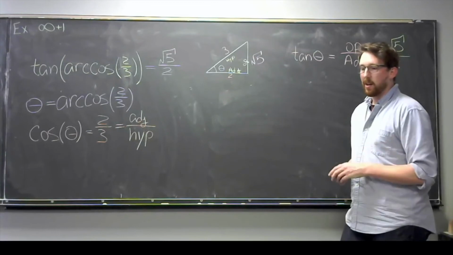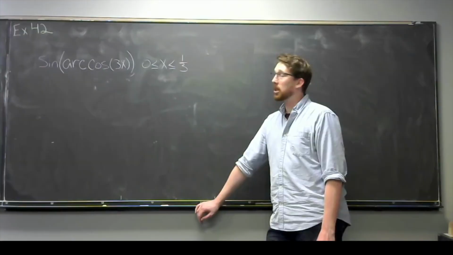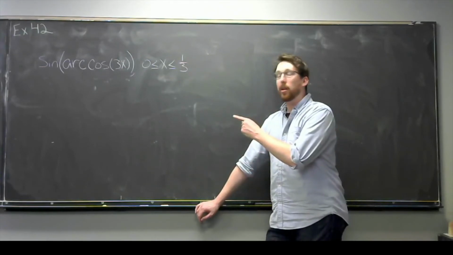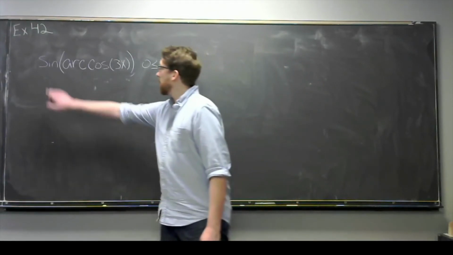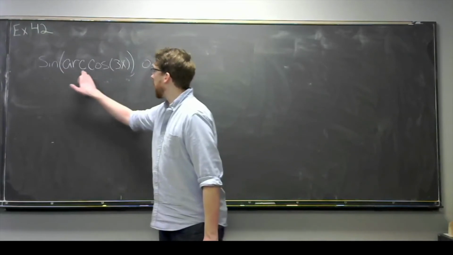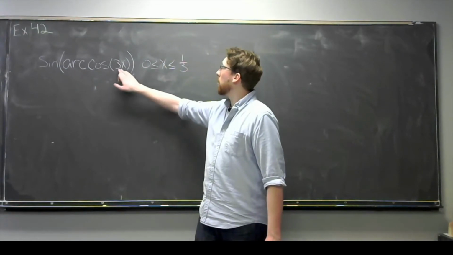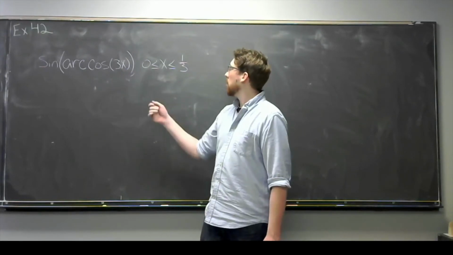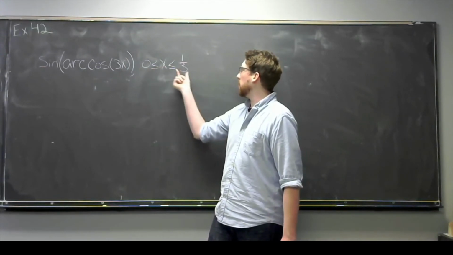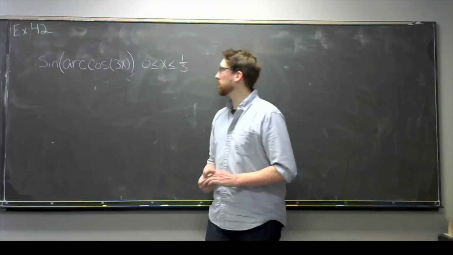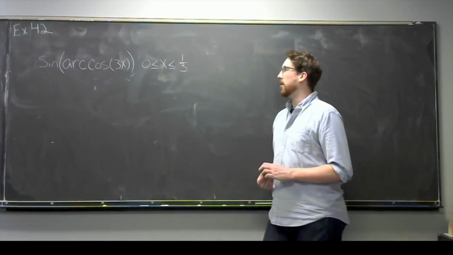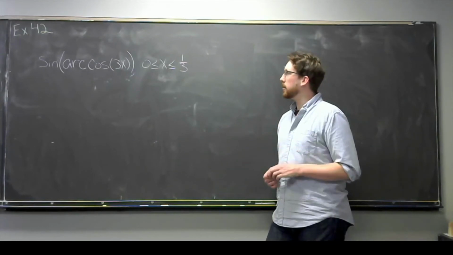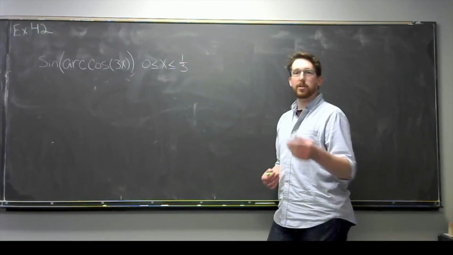Having said all that, let's look at another example. So for our last example, let's look at solving the sine of the arc cosine of 3 times x, where x is bounded between 0 and 1 over 3. How are we going to solve this? We're going to solve it just like we solved the last problem.